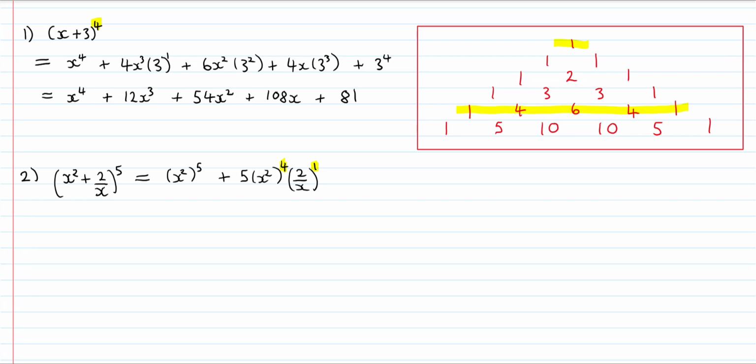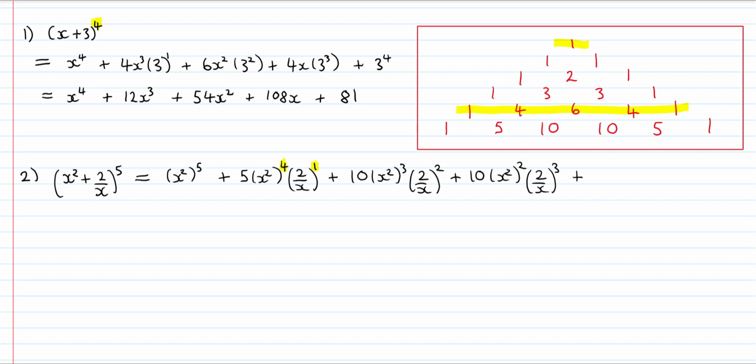So that means for our third term, we're going to have our coefficient, which is 10, and that's going to be multiplied by x squared to the power of 3 times 2 over x to the power of 2, and carrying on, our next coefficient is also 10, so we're going to have 10 times x squared to the power of 2 times 2 over x to the power of 3.